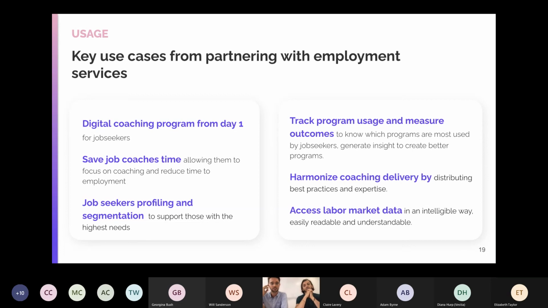Interestingly enough, and though we didn't see that at the beginning, Bob has also been perceived as a way to harmonize coaching delivery by distributing the expertise. Not all job coaches have the same level of expertise, and embedding the expertise of the best job coaches in Bob and providing Bob to all the job coaches is a way to distribute that expertise. And I've mentioned the access to labor market data for job coaches.